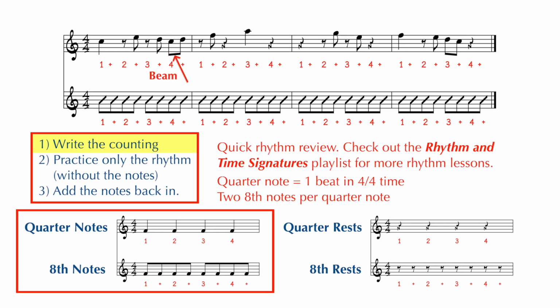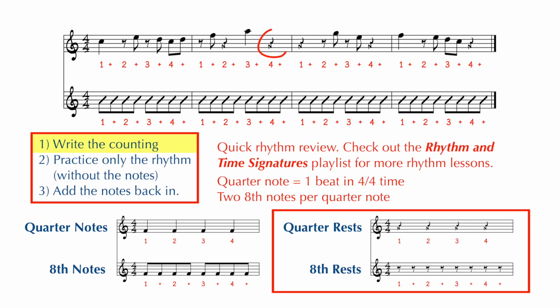Sets of eighth notes are connected by a single beam, and a single eighth note looks like a quarter note with a flag attached to the stem, so these are single eighth notes that last half a beat. A quarter rest is one beat of silence, and an eighth rest is half a beat of silence.